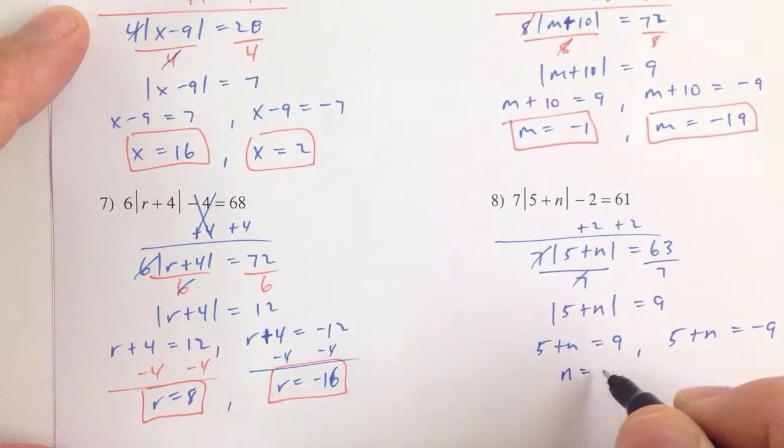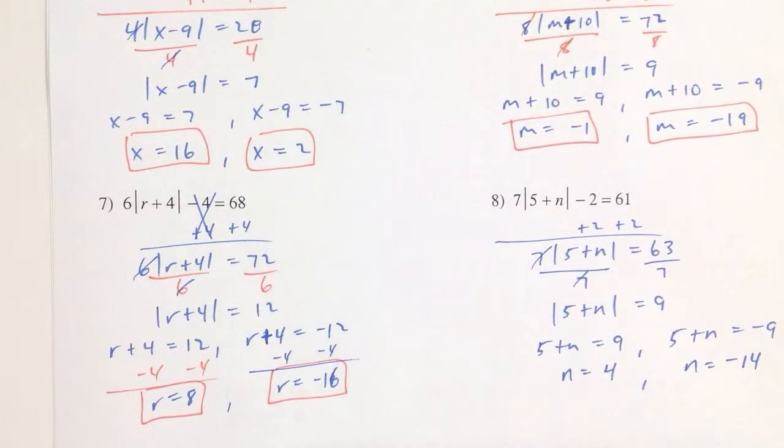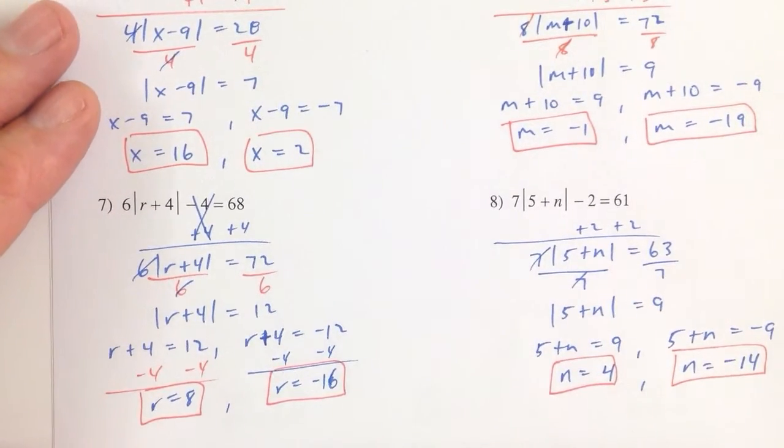Subtracting 5 from both sides, we get n equals 4. Subtracting 5 from both sides here, we get n equals negative 14. So there you go. That's how you solve absolute value equations.